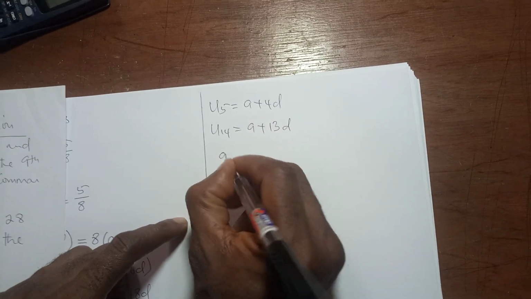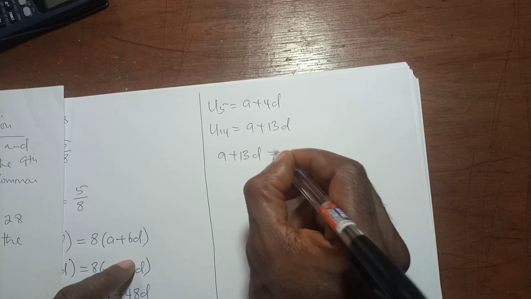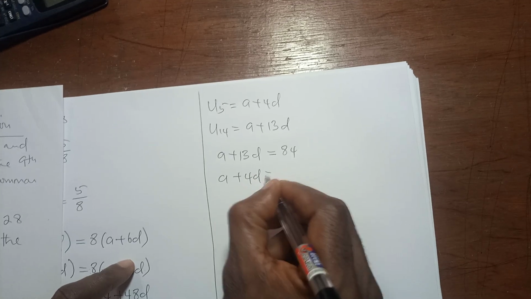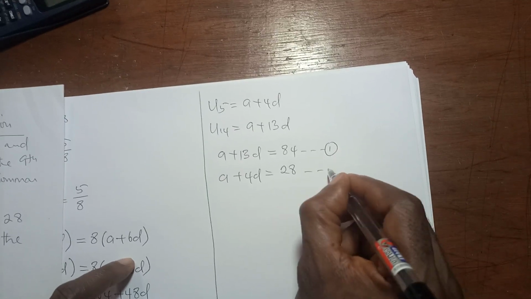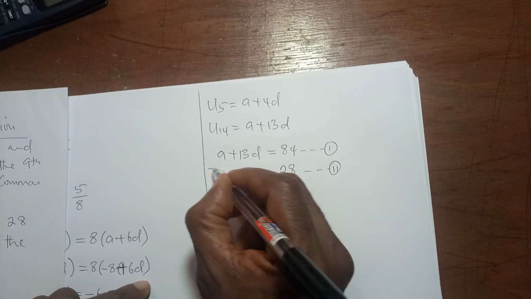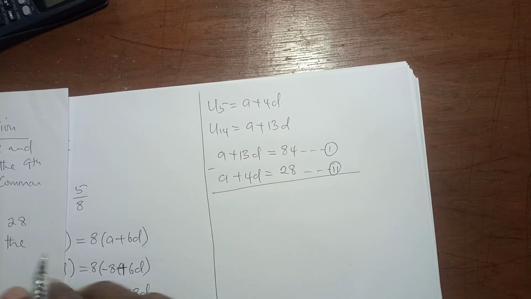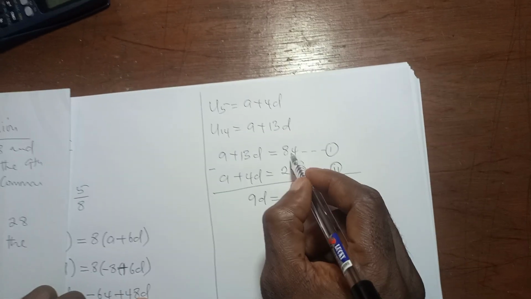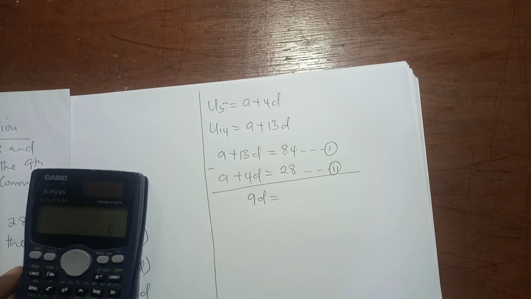So it means that A plus 13D is equal to 84 and A plus 4D is equal to 28. This is a simultaneous equation, so we can make one of them equation 1 and the other equation 2. Clearly you can see that the coefficients of A are the same here, so we can simply subtract. So subtracting, A minus A goes. 13 minus 4 will give us 9D, all is equal to 84 minus 28.